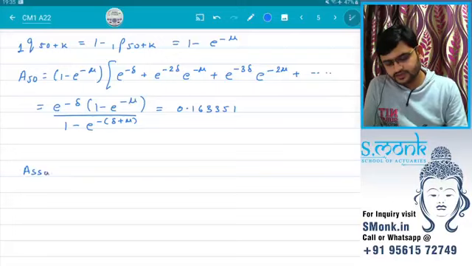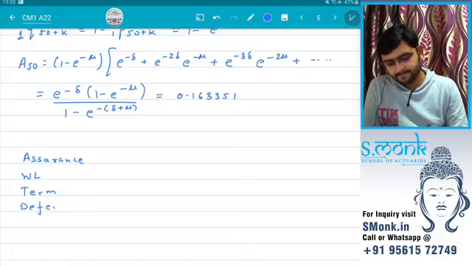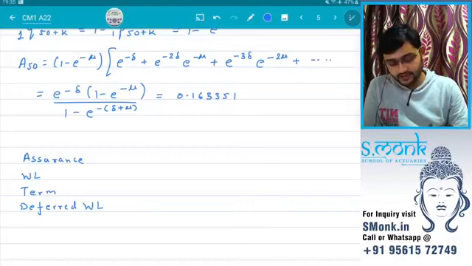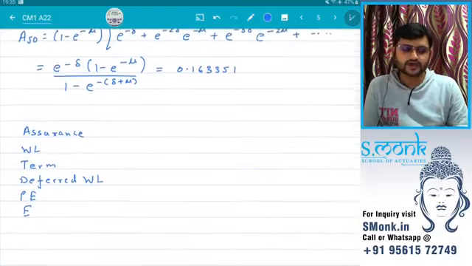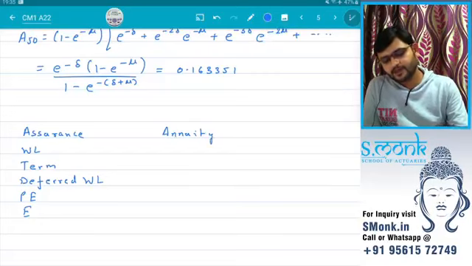Right. So now we have learned assurance. Okay. In this we had whole life, we had term, we had deferred. The deferred whole life is what we studied. We had pure endowment and we had endowment. These were the main 5 assurances. Then we studied annuity. The main 2 are whole life and temporary.